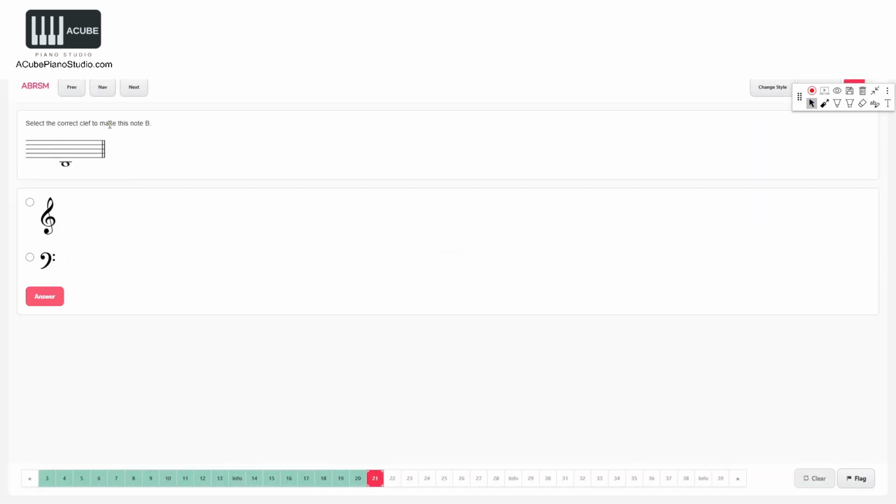Next, select the clef to make this note B. Okay, so let's start off by using treble clef. So this is really close to middle C here, right? Okay, so this is C, then go down one step is B. So in treble clef, you'll get note B.